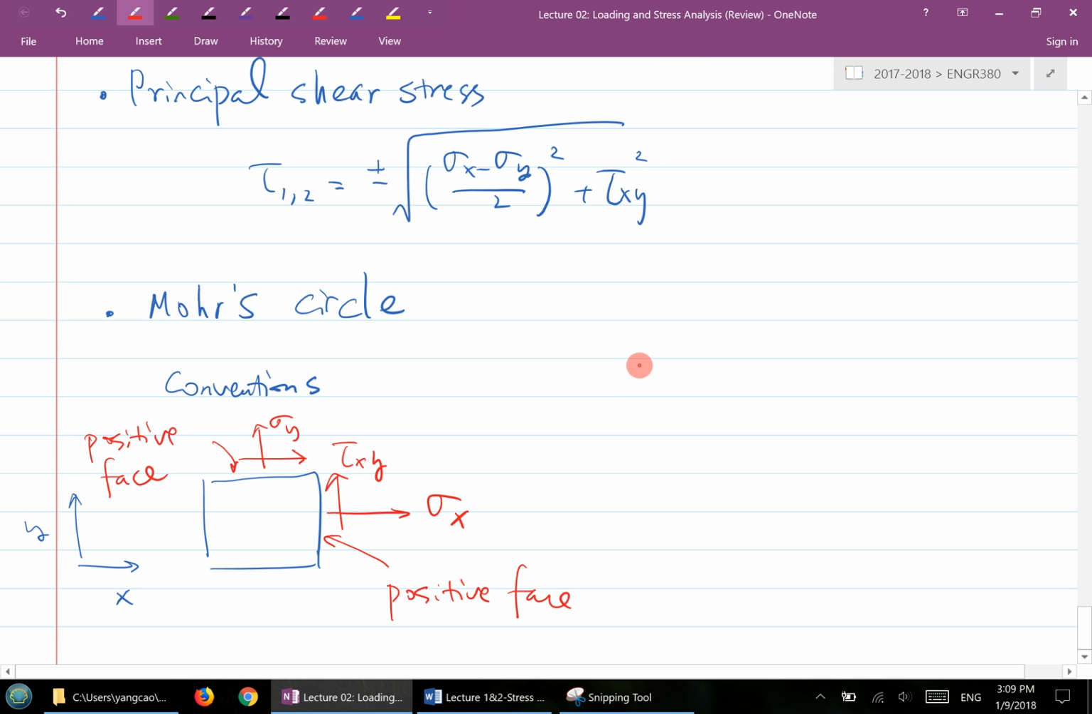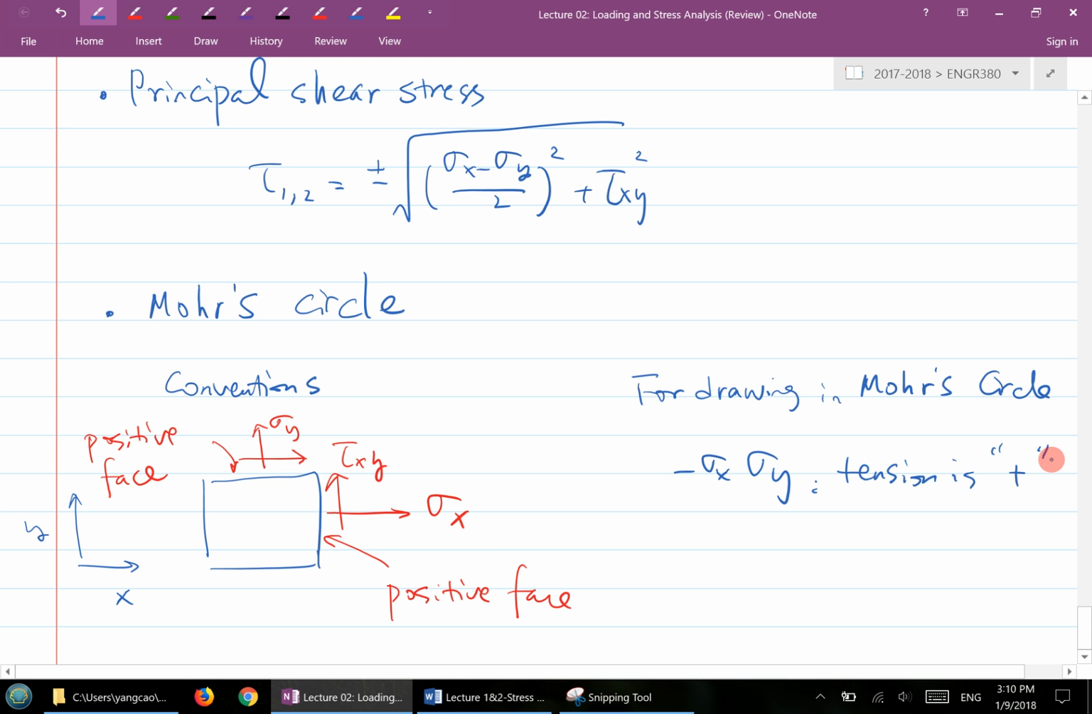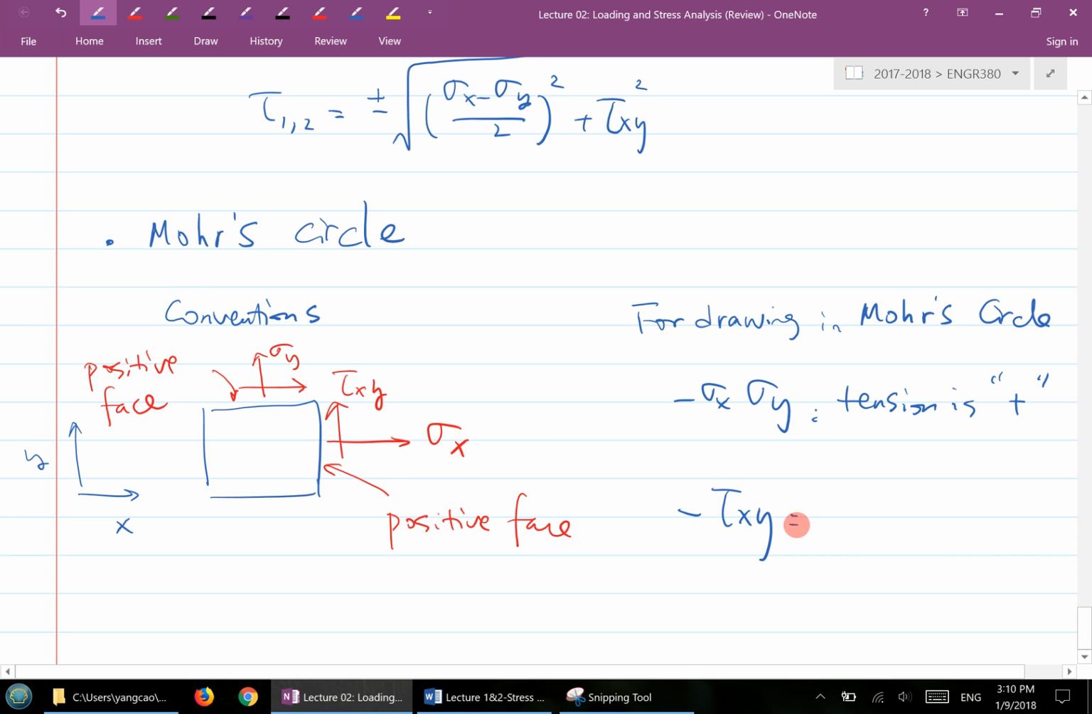But now, when it comes to drawing Mohr's circle, your sigma x and sigma y, tension is positive. If they're pointing outwards, tension is positive when drawing Mohr's circle. For the shear stress, this is the part that is a little bit awkward: clockwise is positive.